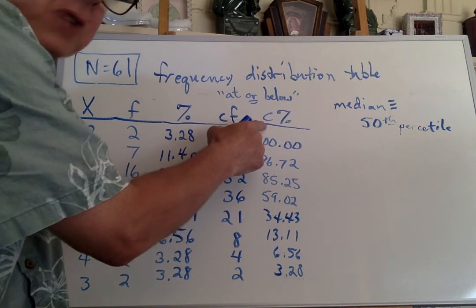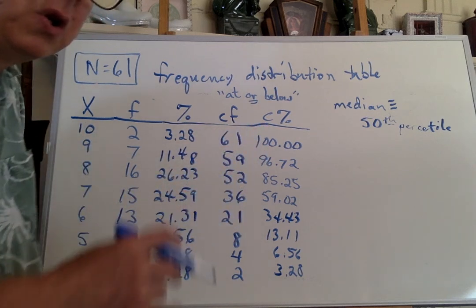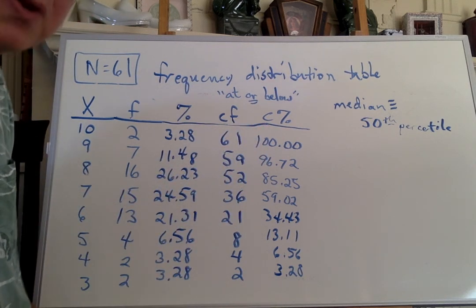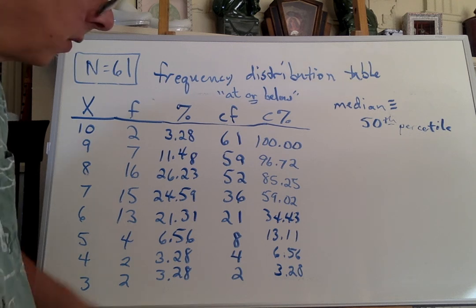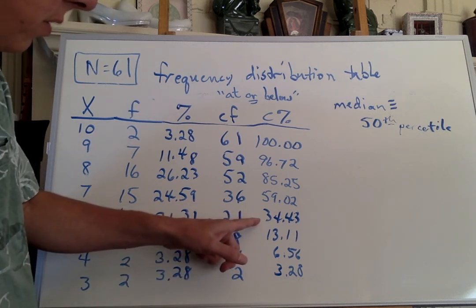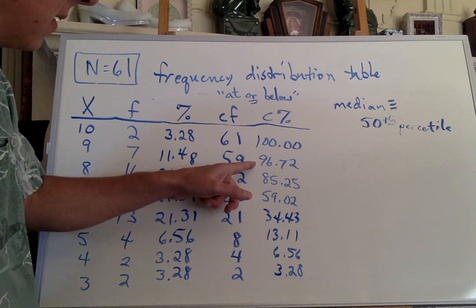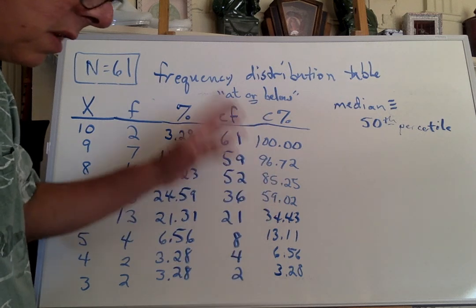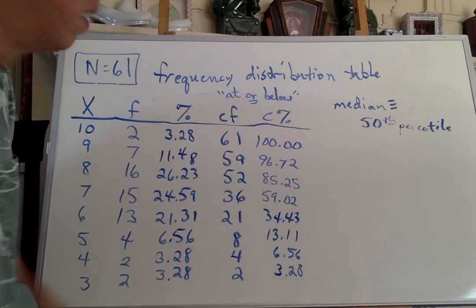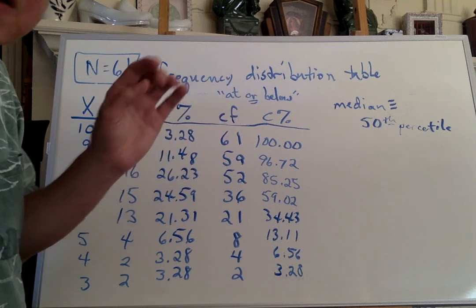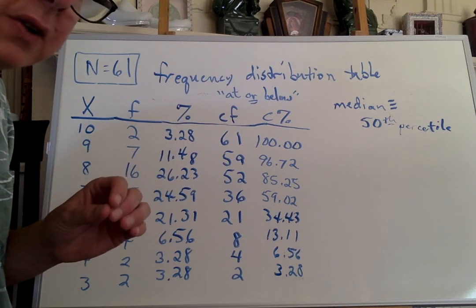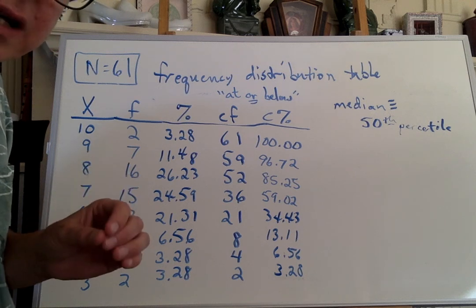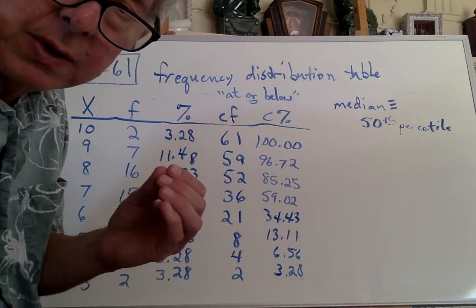Remember, this is our percentile column here. Cumulative percentage is our percentile column. So this is the 34.43 percentile, this is the 96.72 percentile, and so on and so forth. The median is the 50th percentile. It's a special percentile, and let's remind ourselves, this is the concept.